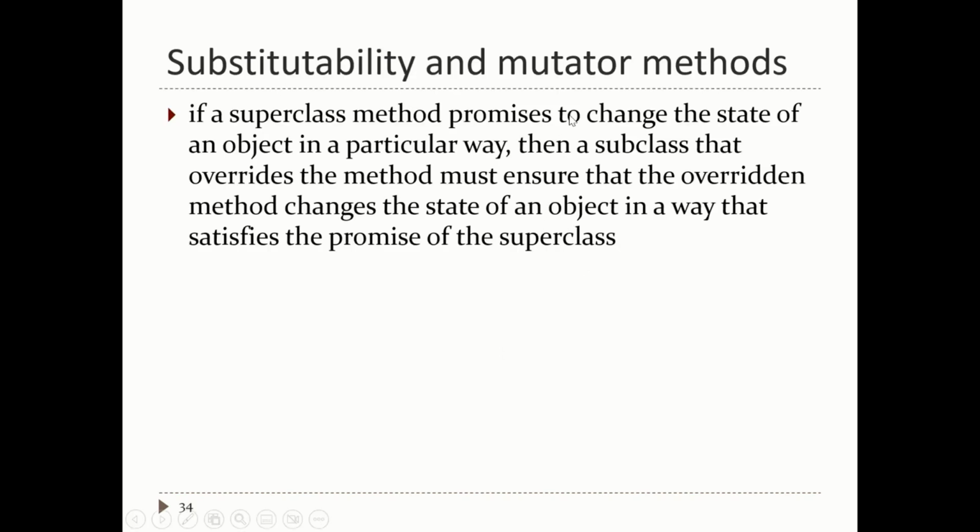Okay, last one, I think. So there are methods that change the state of an object, right? So these are mutator methods. If you have a mutator method in the superclass and it promises to change the state of an object in some particular way, you implement a subclass and override the method. Then in the subclass, you must ensure that the overridden version of the method changes the object in a similar way.